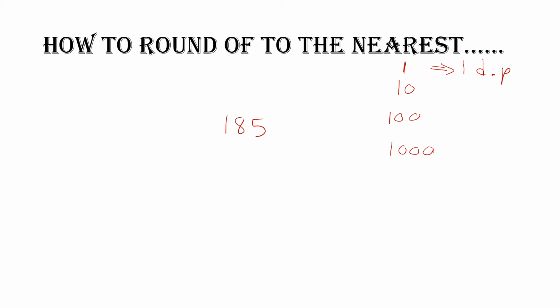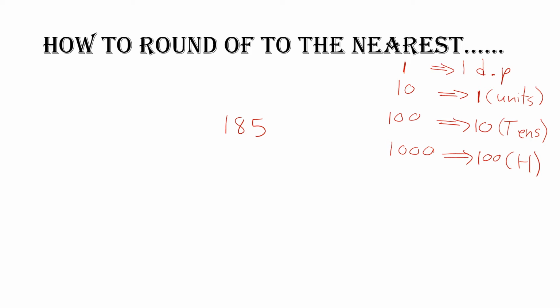If we're looking at the nearest 10, then we have to look at our ones, or let's put it better, our units. If we're looking at the nearest 100, then we have to pay attention to our tens. I should write that tens with a capital T. We pay attention to the tens. And let's say we're rounding off to the nearest thousand, then our critical value is in the hundreds. So we have to pay attention to that hundreds place.